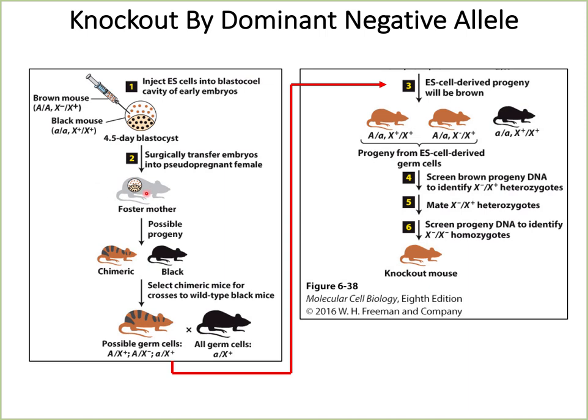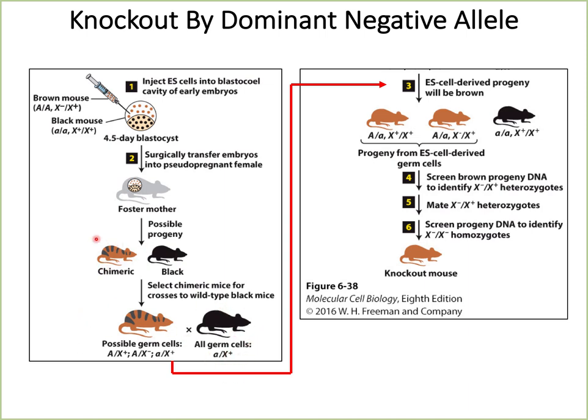So now it is surgically transferred to the foster mother. Now the surrogate will actually produce the offspring, and you will have the chance of either producing a black mouse, which is this, or a chimeric mouse. And the chimeric mouse means that it actually has a mix of these genes. And if we select the chimeric mice for the cross, the possible genes, remember that all of the black mouse alleles will be A and X plus, because see that it is AA, X plus, so you will have AX plus, AX plus. So all of them are X plus in one of their alleles. So this is a back crossing.